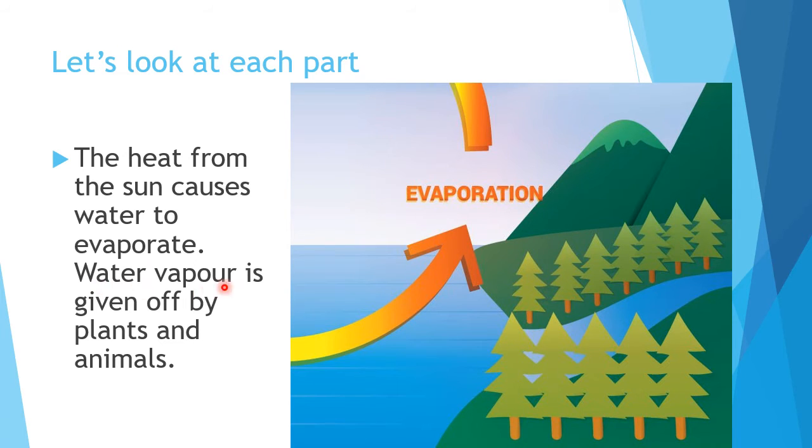Water vapor is given off by plants and animals. So plants also give out water vapor, and animals, also humans, when we sweat, we give out water as well. So that is also called evaporation.